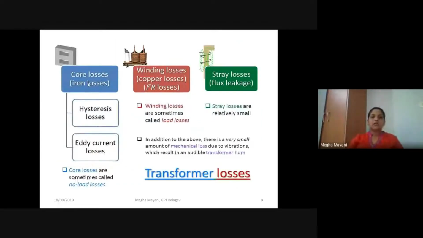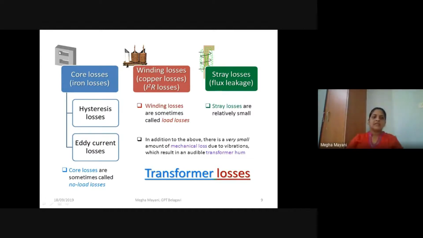So as I have told, the core losses are called iron losses. These can be hysteresis loss or the eddy current loss. And the winding losses are nothing but the copper loss or the coil loss, which are I square R losses. The stray losses are due to the flux leakage. So you can see the images.